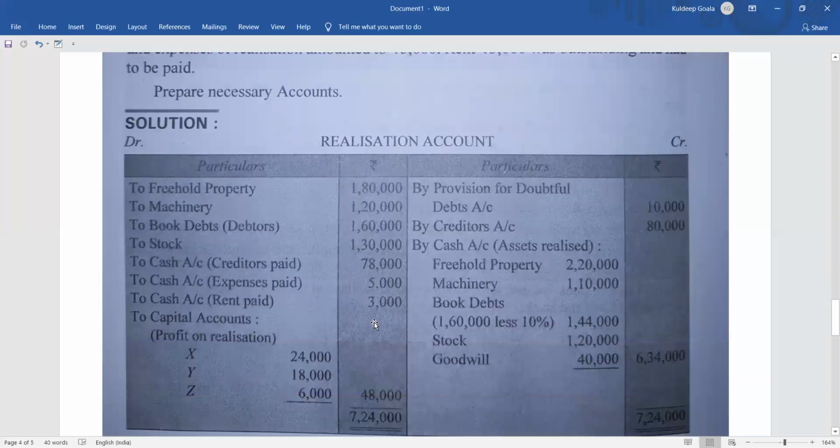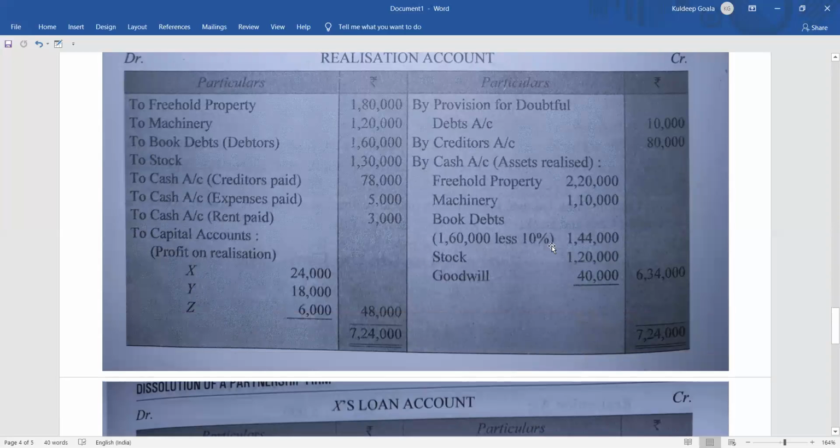So what you will do is the balancing of both sides, the debit side and the credit side. In the graph you find out the credit side and debit side totals, and then decide whether credit is more or debit is more. If the debit is more, it is a realization loss. If the credit is more, it is a realization profit. Here the credit is more, 7,24,000, which is more than the debit side total of 6,76,000.